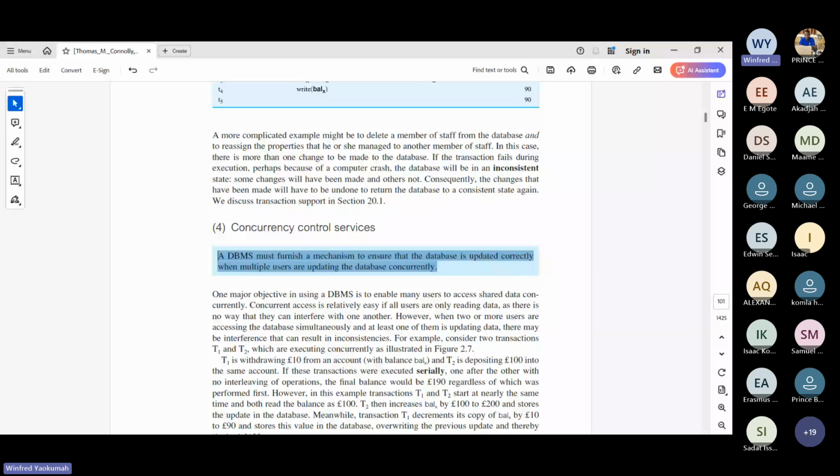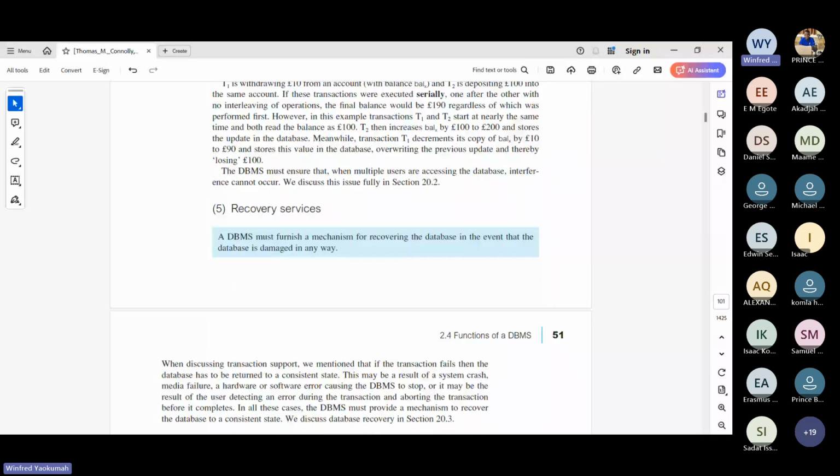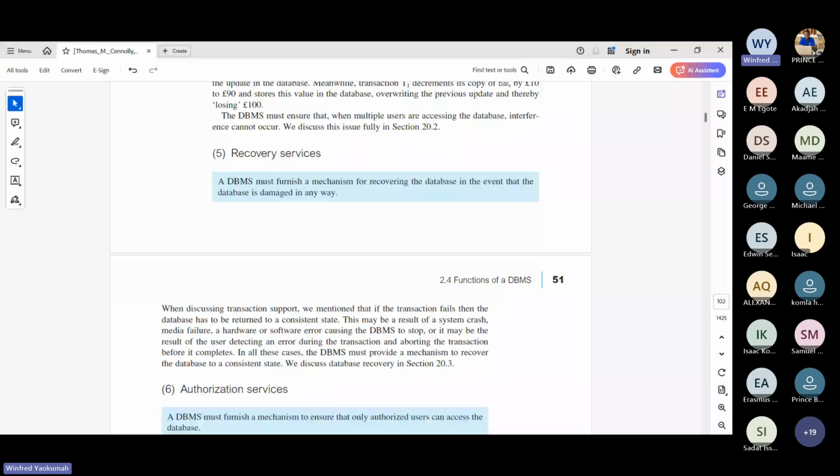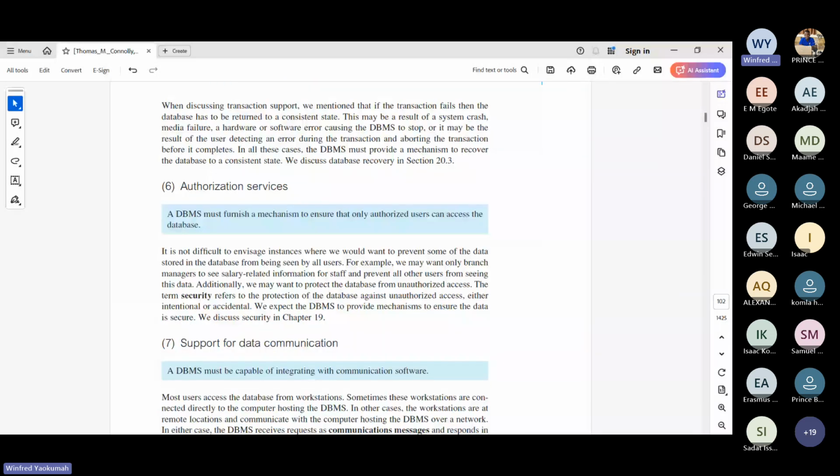Okay, another one is recovery services. If an event occurs or a damage occurs, we should be able to reconstruct the data, we should be able to recover from damages. The database management system should also provide us with authorization services: the login, privileges, and who should have access to which object, and so forth.